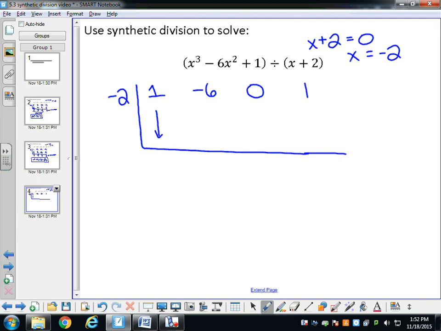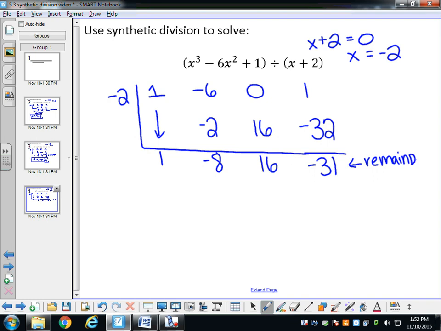Now I do the process the same way. Bring down your 1. -2 times 1 is a -2. Add your column. -2 times a -8 is a +16. Add your column. -2 times a +16 is a -32. Add your column. That is your remainder. So then my final answer is x squared minus 8x plus 16 minus 31 over x plus 2.